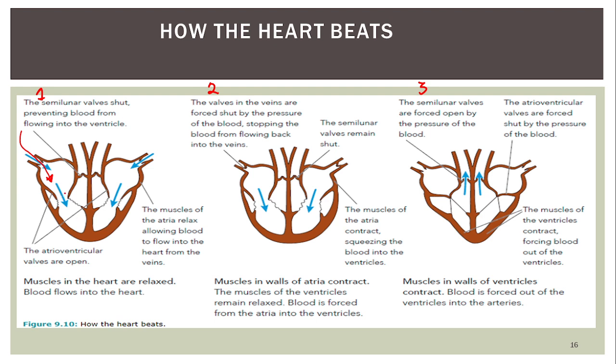The tricuspid valve opens, allowing the blood to flow into the right ventricle. The muscles of the atria relax, allowing blood to flow from the veins into the heart, at the same time from the lungs. The muscles in the heart are relaxed, which is why blood flows into the heart.